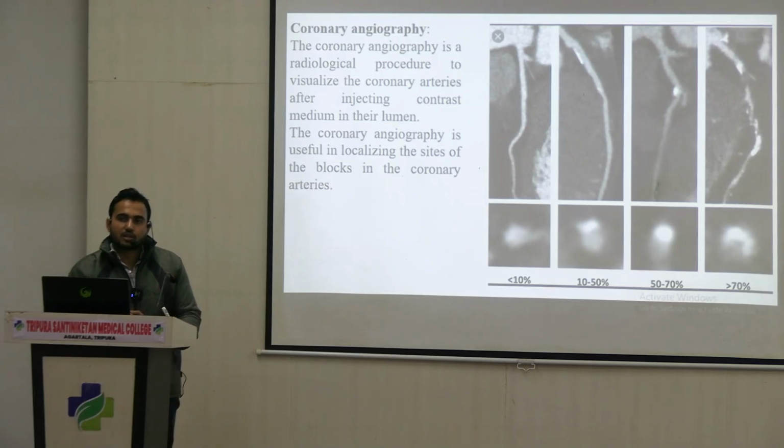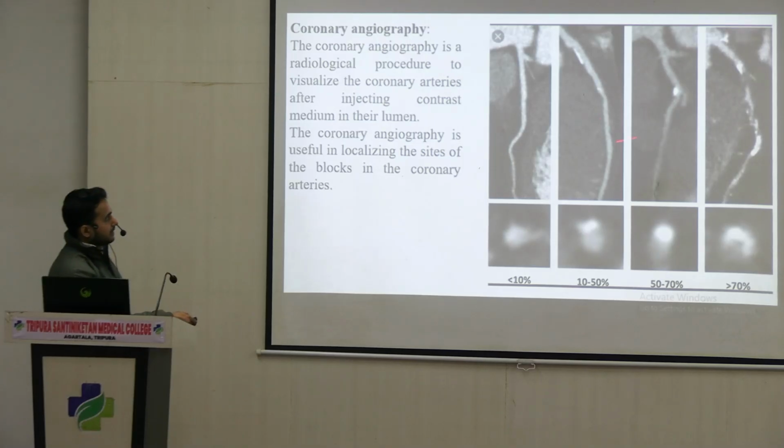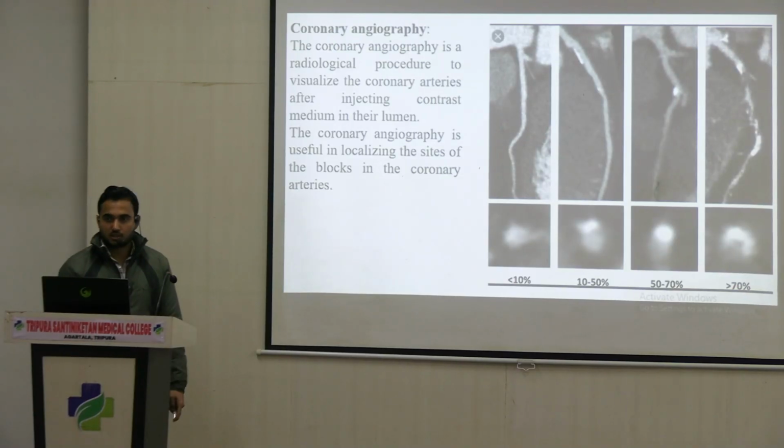Now once the contrast media is flowing through the blood vessel, it will become opacified. That means a brighter appearance will be there, so that you can see the blood vessel. Now if you see the image over here, this is an artery where only 10% blockage is there. Here you can see 10 to 15% blockage. Here you can see 50 to 70% blockage, and here you can see more than 70% blockage is there.